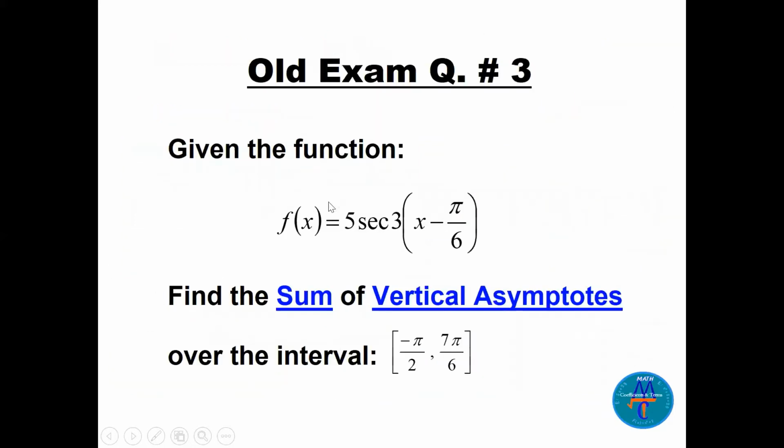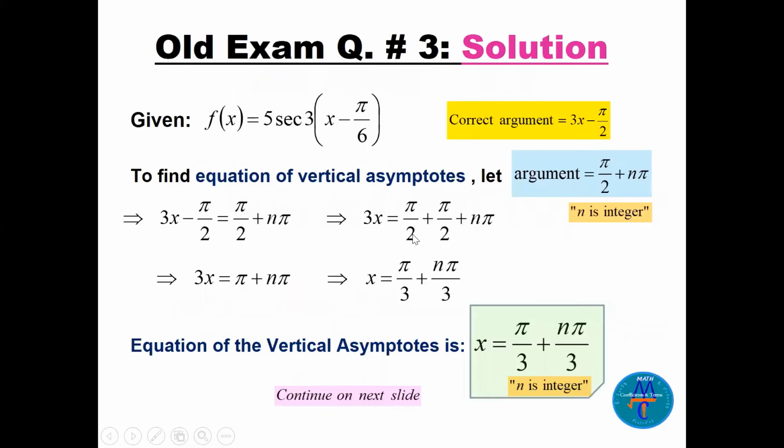Question number 3, we have a secant, 5 secant of 3x minus pi over 6. We need the sum of the vertical asymptotes in this interval, minus pi over 2 closed to 7 pi over 6. So first, as you know, you have to find the correct argument. If you multiply the 3 inside, 3x minus pi over 2. That's the correct argument. Now we need the equation of the vertical asymptotes.